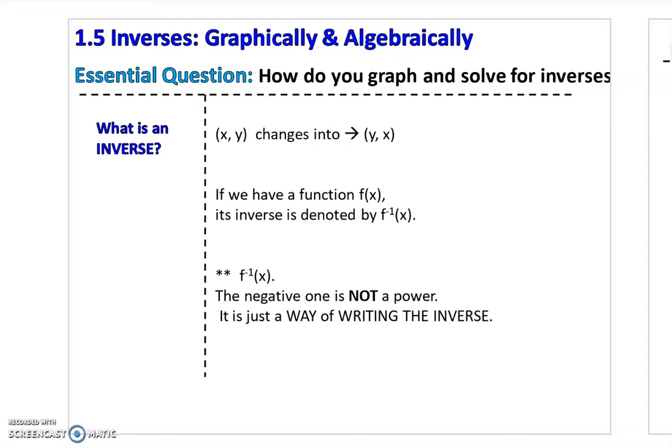1.5 notes, inverses. We're going to show you what an inverse is graphically. Essential question: How do you graph and solve for inverses?